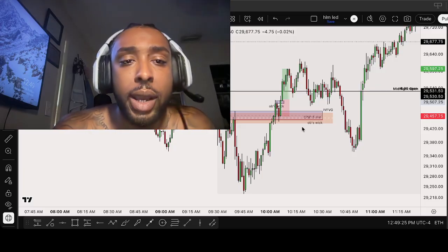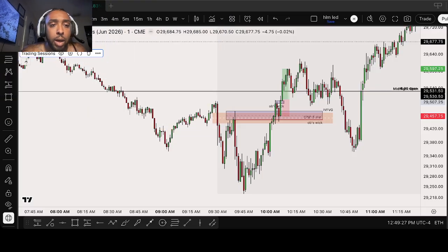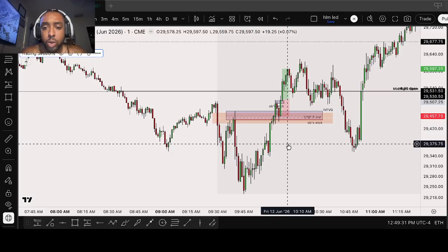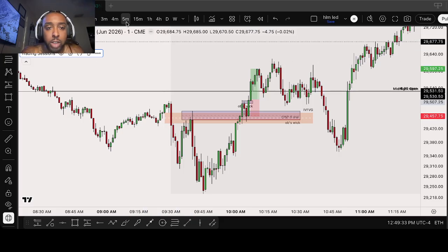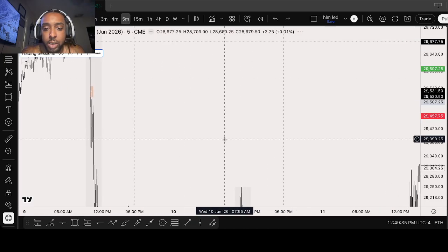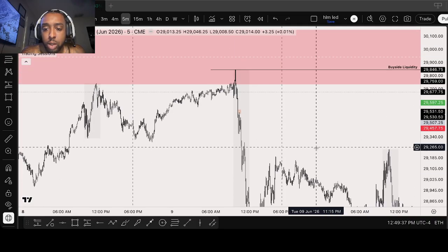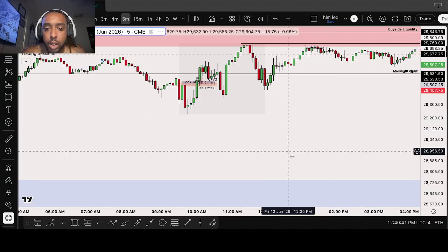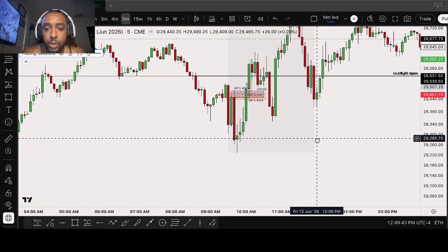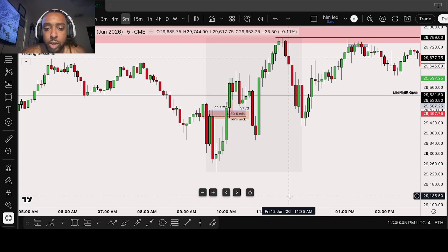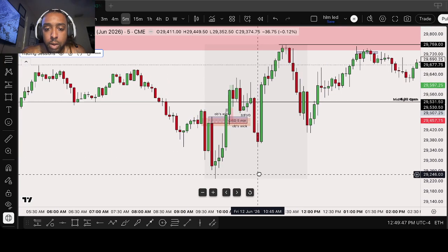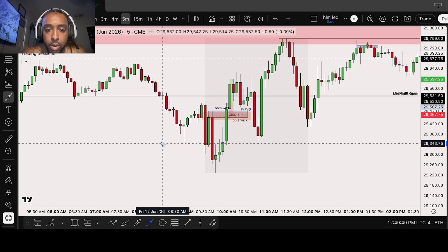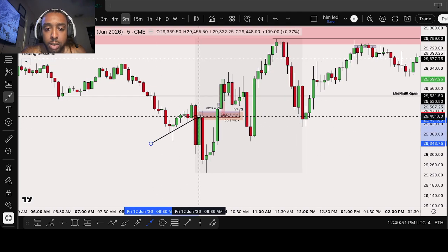So let's get right into the trade recap of, I think this was Friday. If I go right to a 5 minute time frame, you can see why I got certain zones already drawn. Okay, right here. All right, so you see right here, 9:30 opens, right?